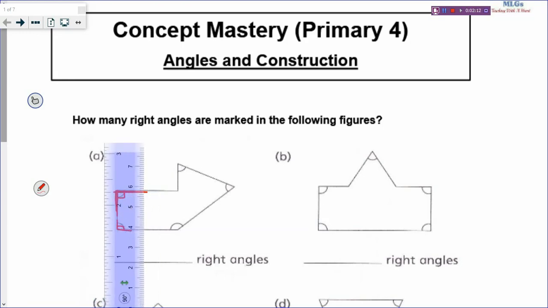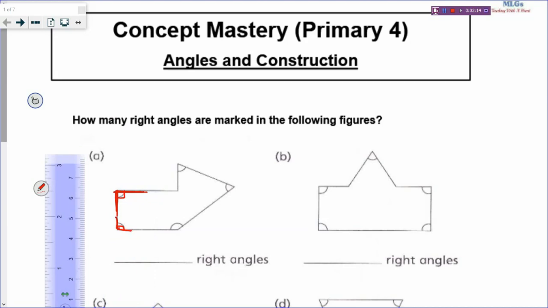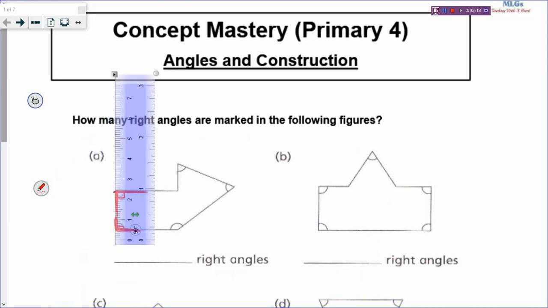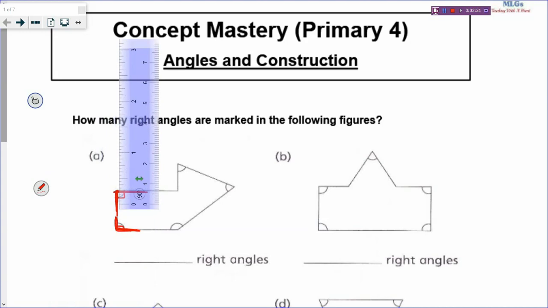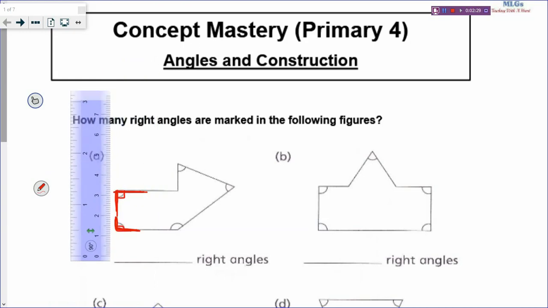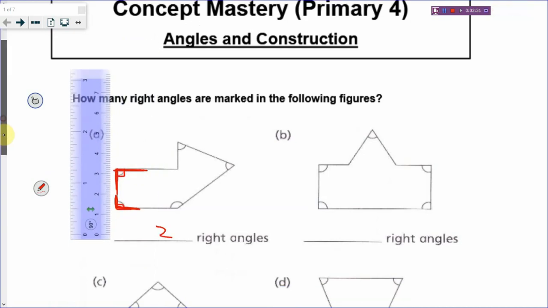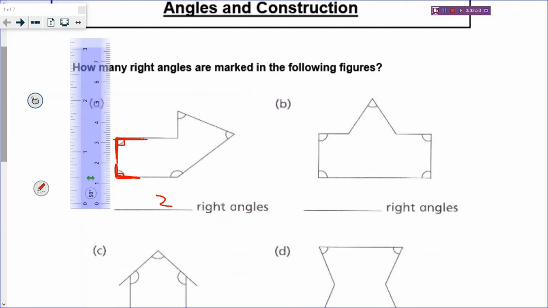So how about this angle? Same thing. How do you know whether this is a right angle? You just put your ruler on any one of the red lines, and you can see that it forms an L shape around the corner of the ruler. Now, how many right angles are there in this part A? There are 2 right angles. How about the other part, B? How many right angles are there? You have 4 right angles.